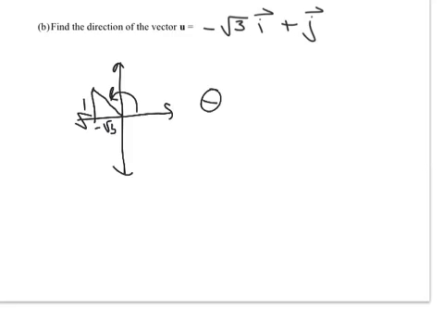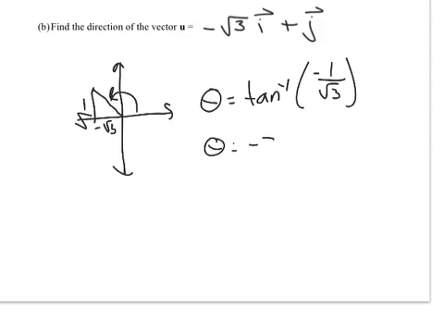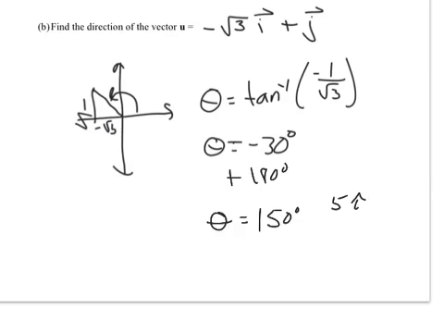So theta is going to be the inverse tangent of negative 1 over radical 3. If you put that in your calculator, you are going to get negative 30 degrees out. But that's not where we are. We are not down here. We are up in the second quadrant. So you have to add 180 to that, and my direction is now 150 degrees. If I wanted that in radians, that would be 5 pi over 6.